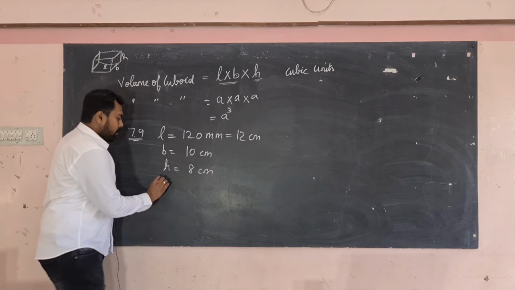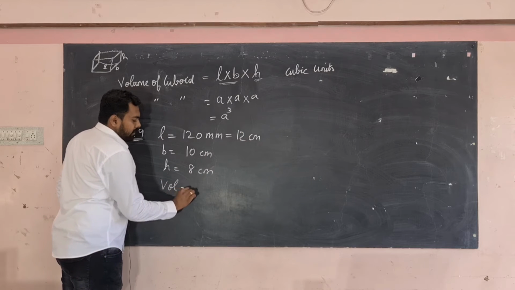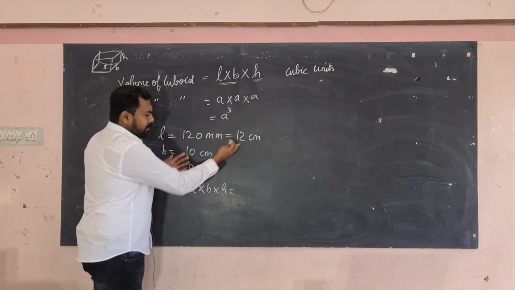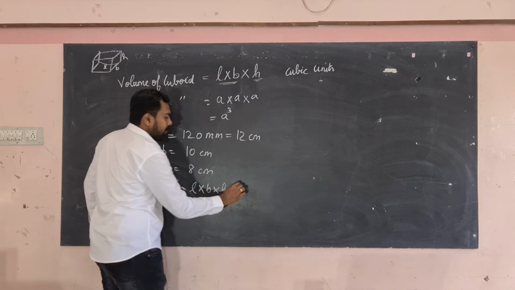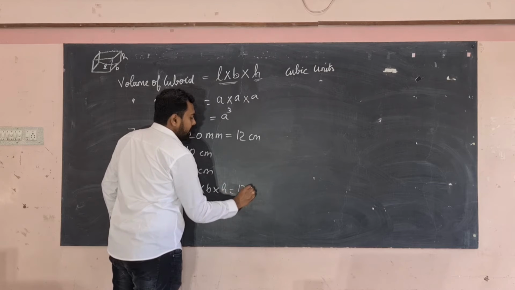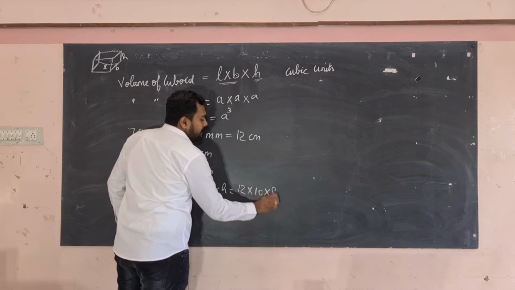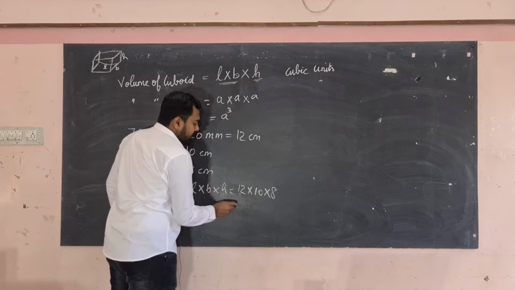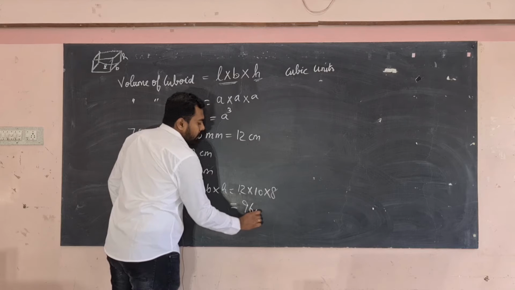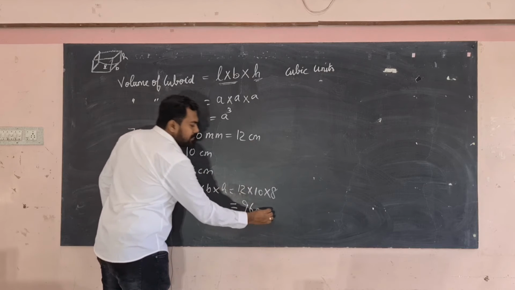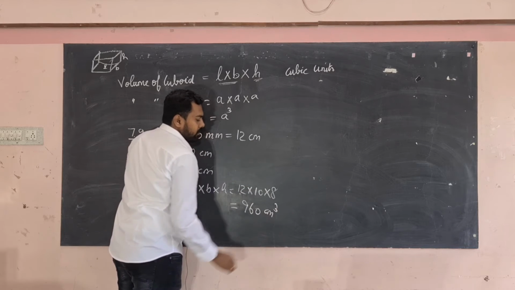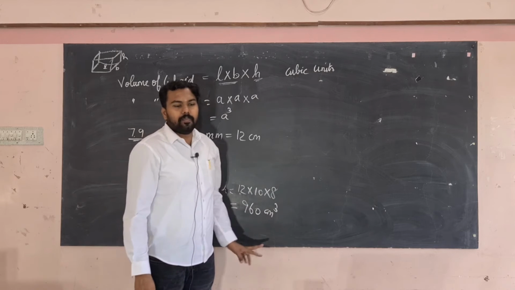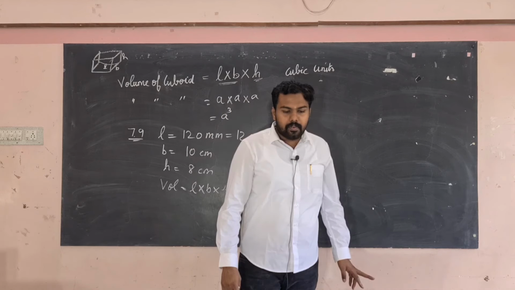What is the volume of cuboid? Volume of cuboid is equal to L into B into H. So simple, you have to multiply these three. That's it. 12 into 10 into 8. 12 into 8 is what? 96. 96 into 10 is 960. What are the units? Centimeter. So centimeter cube. It has to be cubic units. So centimeter cube. Okay, so this is the answer for first question.